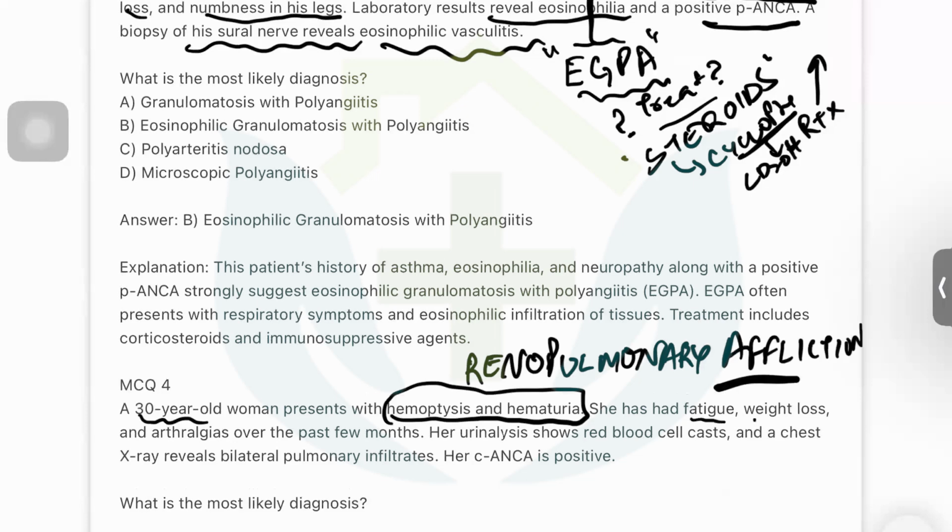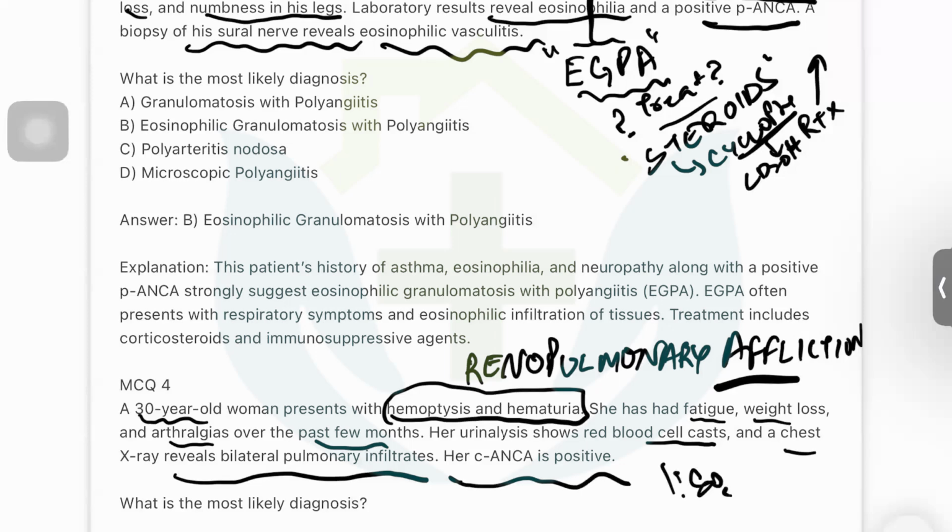She has had fatigue, weight loss, and arthralgias over the past few months. Her urinalysis shows RBCs. Chest X-ray reveals bilateral pneumonia. I will not say pulmonary infiltrates because they will like to complicate you. So bilateral pulmonary infiltrates or bilateral pneumonia, bilateral lung involvement. Her C-ANCA is positive, 1:80. So what is the likely diagnosis?